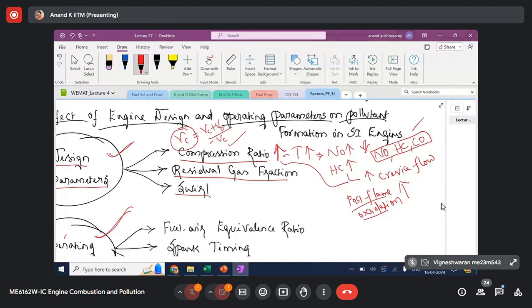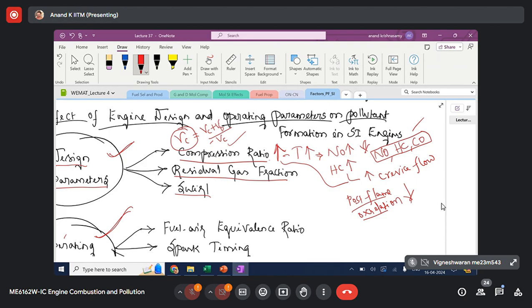What will happen when you increase compression ratio? Higher the compression ratio, higher will be the expansion ratio. Did you get what I am saying? Do you agree? Yes, sir. When expansion is high, what will happen to the temperature? It will reduce, sir. So higher the compression ratio, higher will be expansion ratio. So post-flame oxidation will considerably reduce in SI engine if the compression ratio is high. This is again another mechanism that is causing high SC with high compression ratio.